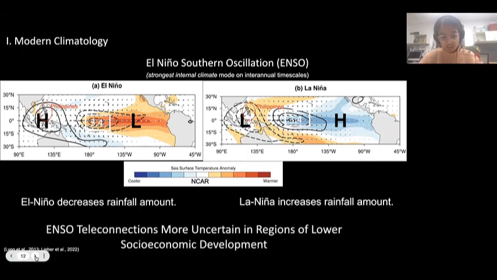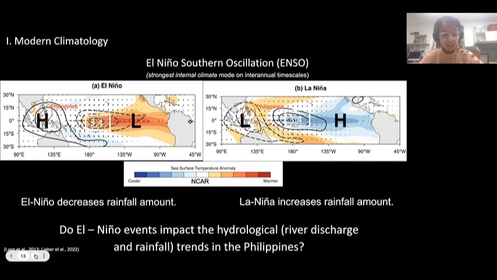A recent paper that came out in 2022 actually suggests that ENSO teleconnections are even more uncertain in regions of lower socioeconomic development. So we were really interested in asking the question whether El Niño events impact hydrology. And in this sense, what I mean by hydrology is river discharge and rainfall trends in the Philippines.